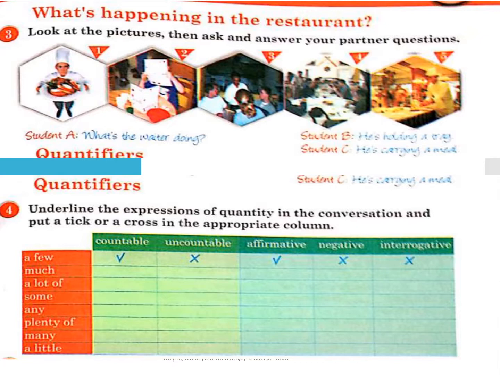That means the expressions we use to express quantity. For example, we have a few, much, a lot of, some, any, plenty of, many, and a little. Underline the expressions of quantity in the conversation and put a tick or a cross in the appropriate column.